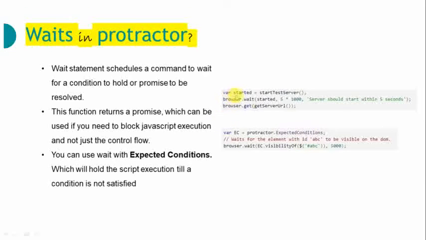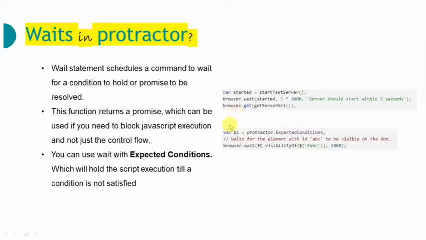So let's say started is equal to start test server. And until the server is started, you cannot execute the next line of code. So you have to use browser.wait, and here you have to mention the condition. Until this server is started, it will hold the script execution, so the next statement will not get executed. So this is how you have to use the waits.